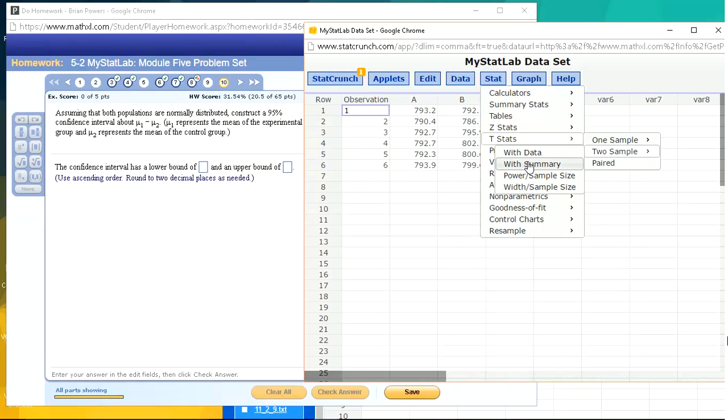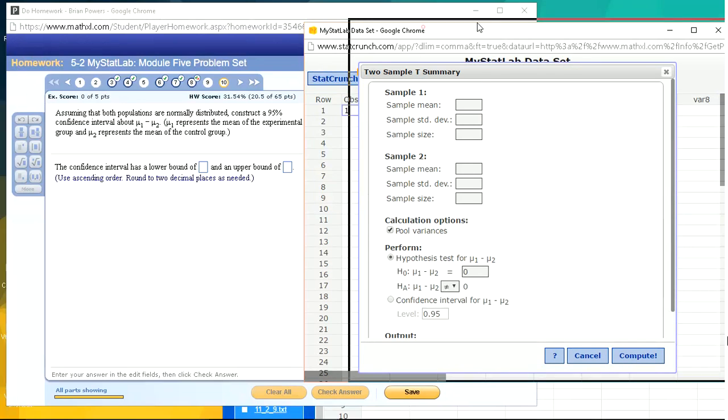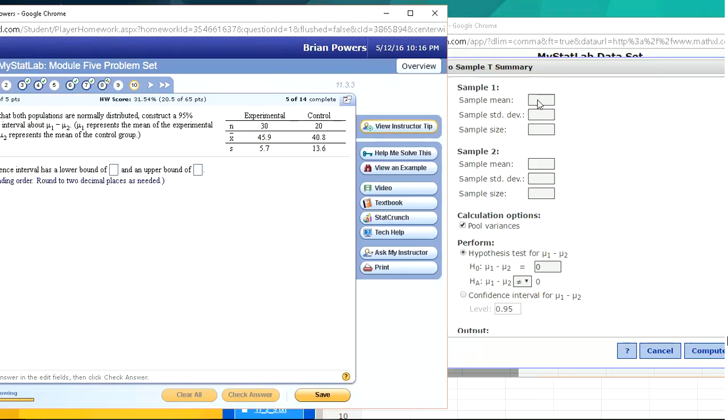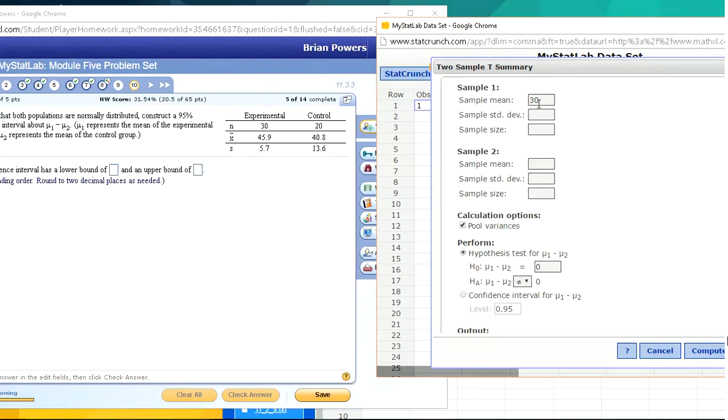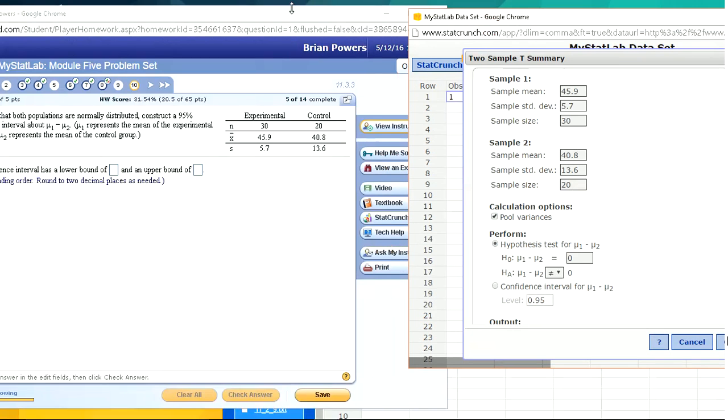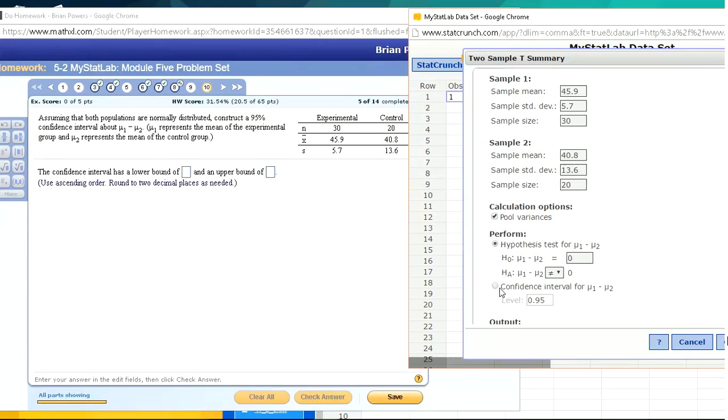Okay, we've got the summary data, and I'm going to do T statistic, 2 sample, summary data. All right, let's look at this next to the data here. Sample 1, we've got 30. Oh, I'm sorry, that's the sample size. I want to put the sample mean, which is 45.9. Sample standard deviation, 5.7, and the sample size of 30. Second sample, the mean is 40.8, standard deviation of 13.6, and then the sample size of 20. All right, so I'm doing a confidence interval, and I want a 95% confidence interval.